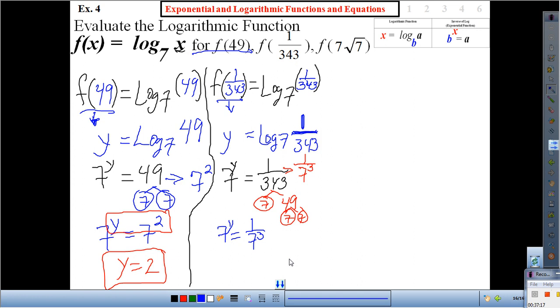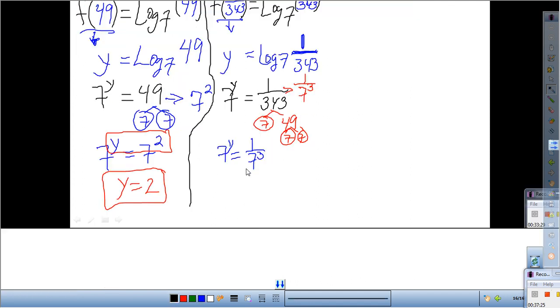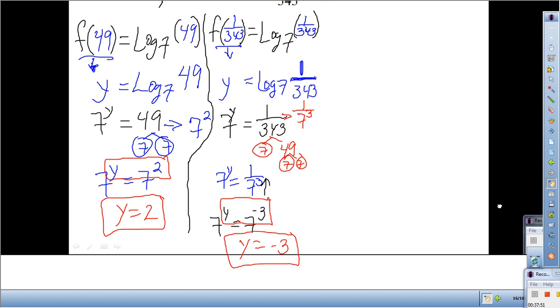Do they have the same base now? Almost, but this one's in the denominator. It needs to be in the numerator. So I'm going to move this one up to the numerator. That changes the exponent to what? Negative 3. 7 to the negative 3 equals 7 to the y. And now they have the same base. We just set the exponents equal to each other. So y equals negative 3. Piece of cake? Yes, Mr. Q. All right, good.